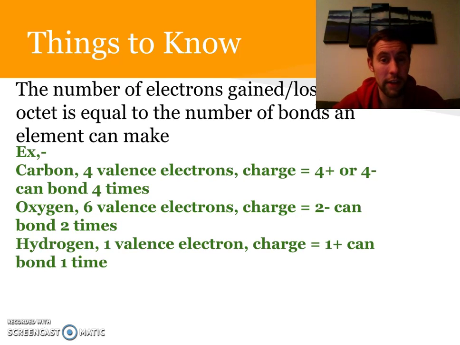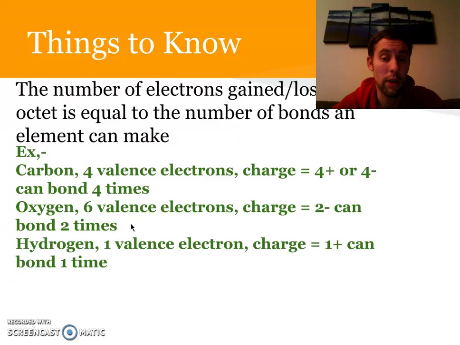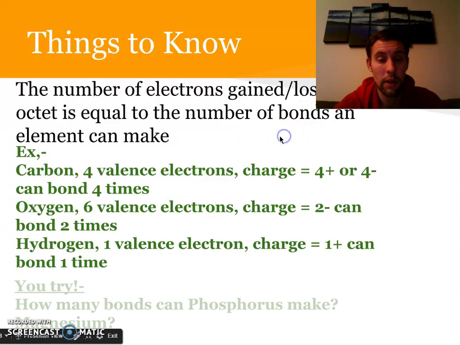Oxygen has 6 valence electrons. It ends up having a 2 minus charge. It's going to gain 2 electrons, and in that it can bond 2 times for those 2 electrons it's gaining. And when it does that, it can make those 2 bonds overall. So 6 valence, 2 minus charge, bond 2 times. Hydrogen only has 1 valence electron, can only make a 1 plus charge, so it's just going to be able to bond 1 time. If that makes sense, now you give it a shot.